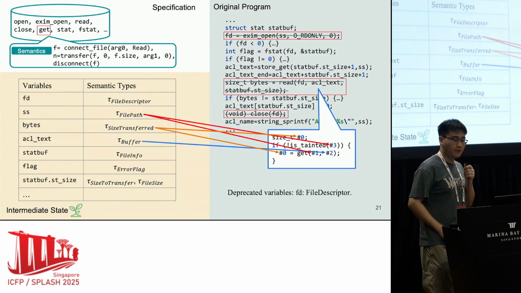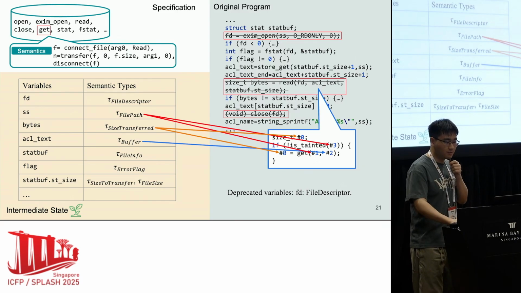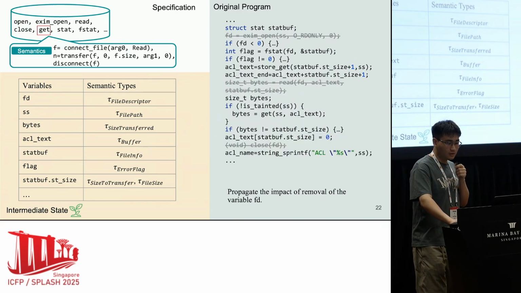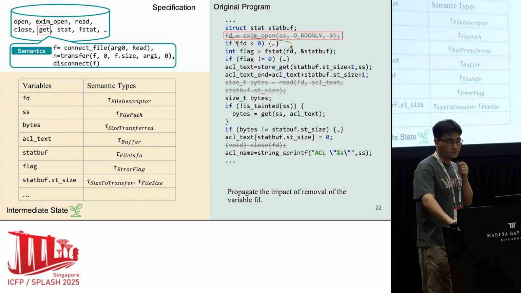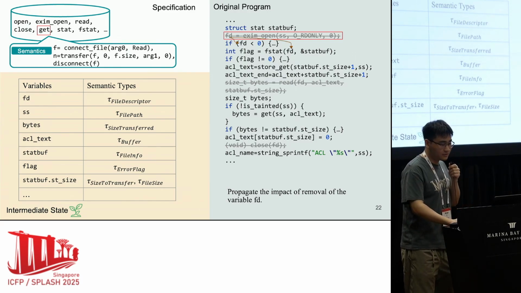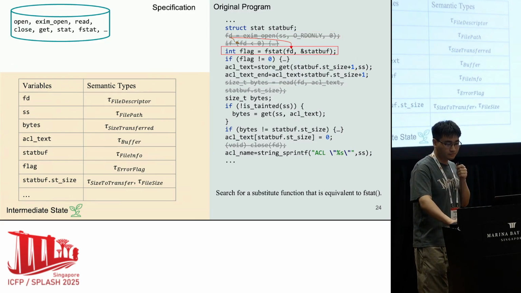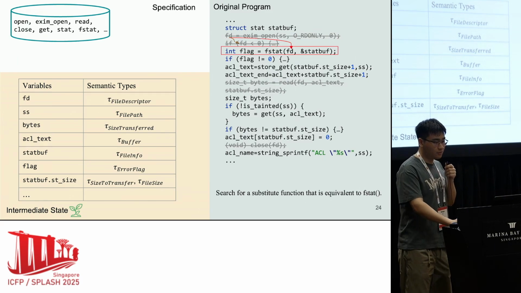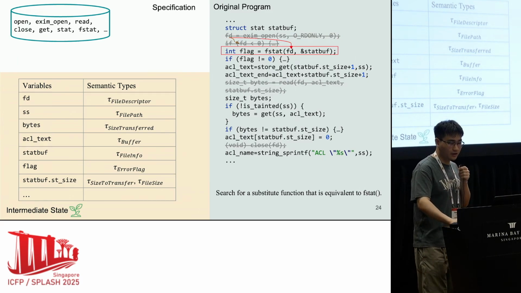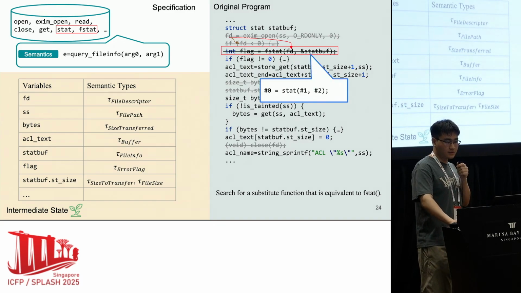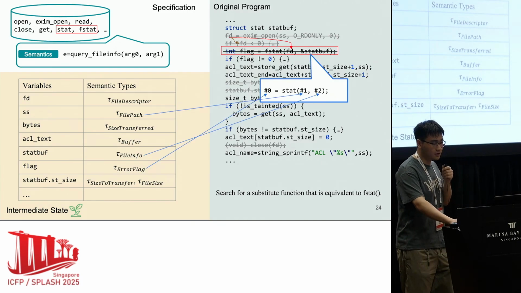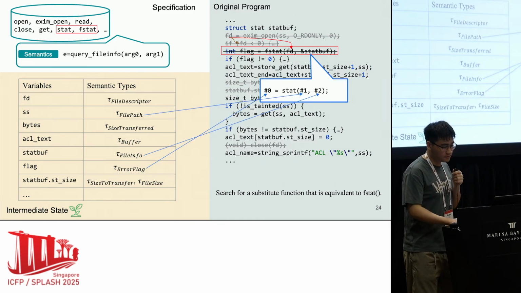But before the code compiles, we need to propagate the effects of the deprecated variable fd. So next, we trace the impact of removing the variable fd through value flows, and find two related statements that need to be removed. For example, here we need to find a replacement for the removed statement. We find that the I/O function stat is behaviorally equivalent to the function fstat. So we insert the sketch for the stat function and fill the holes again based on the semantic types.